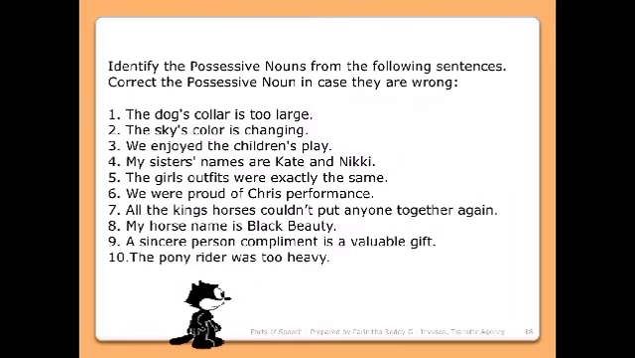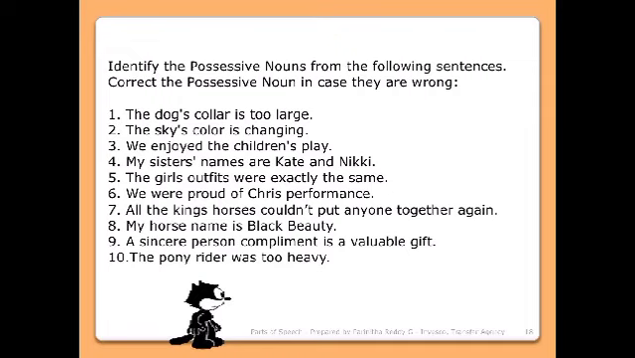And there's another example. Identify the possessive nouns from the following sentences. Correct the possessive noun in case they are wrong. The dog's collar is too large. The sky's color is changing. Dog's collar is a possessive noun, and so is sky's color. We enjoyed the children's play. Yes, children's play.